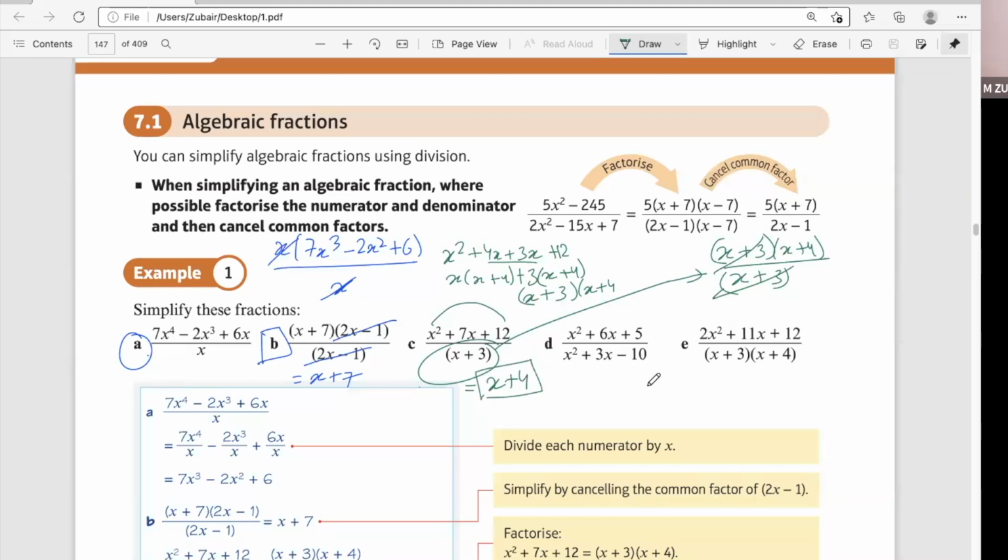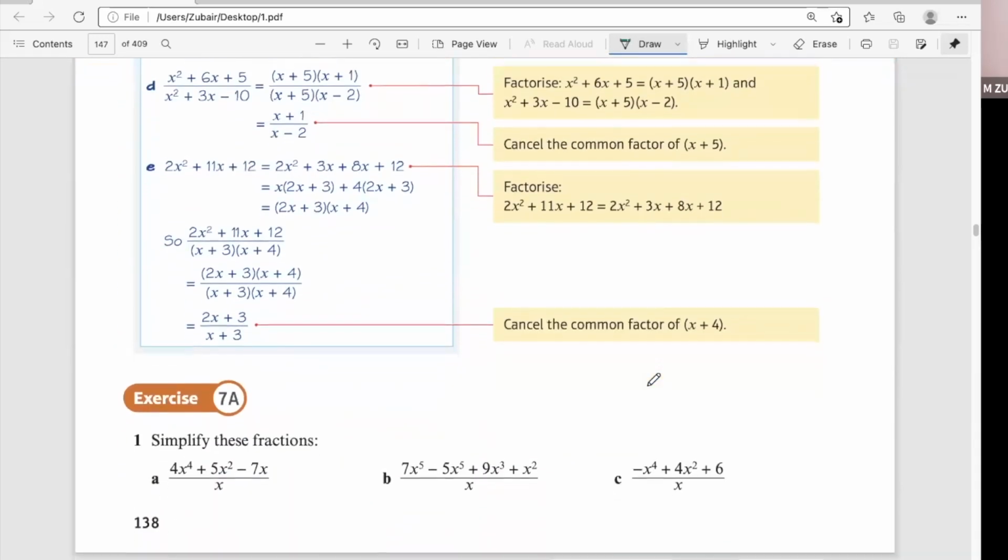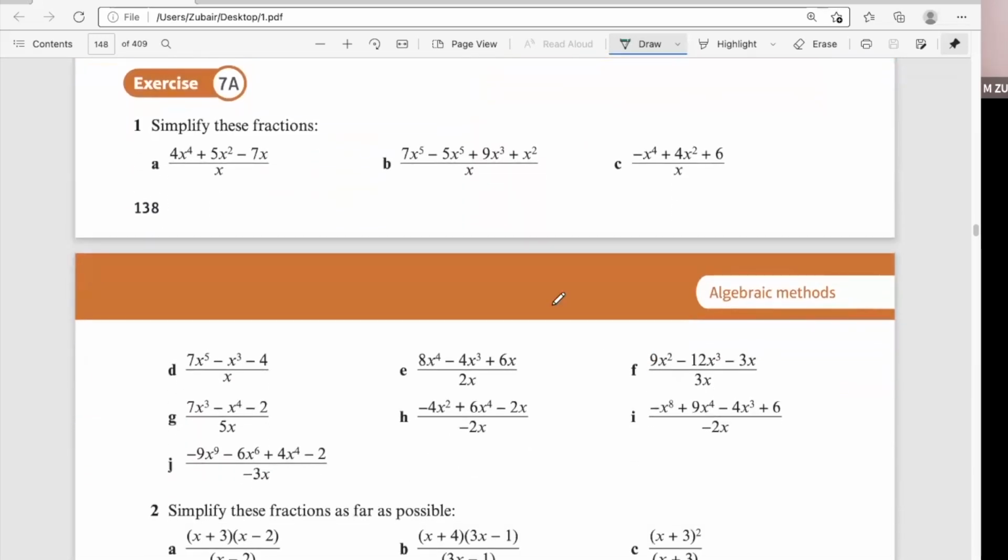We should move on to the exercise. This is example 1, exercise 1. Question number 1 is again a simple one with only one of the factors in the denominator. So you just take x as common in the numerator. If you take x as common, you're left with 4x cubed plus 5x minus 7. And in the denominator, there's x. So you get rid of this. This is your answer.